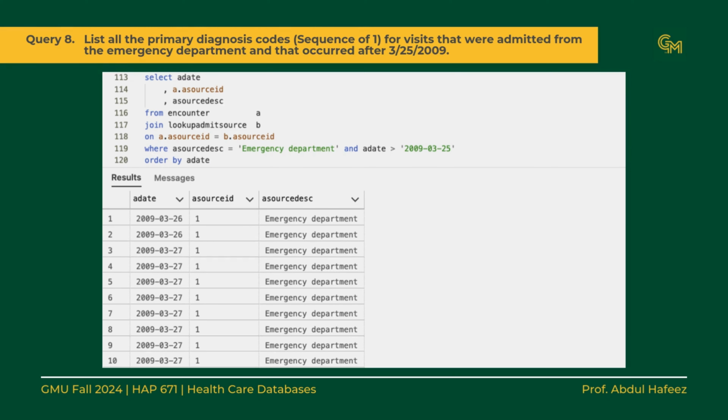Next, for query 8, we want to identify primary diagnosis for emergency visits that occurred after March 25th of 2009. Admission date and admission source description are available in tables encounter and lookup admit source, so we need to join them using source ID as the key. We must also identify the condition where admission source description is equal to emergency department and admission date is greater than 2009-03-25. Be careful when writing the date format.